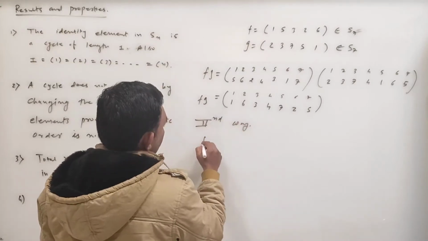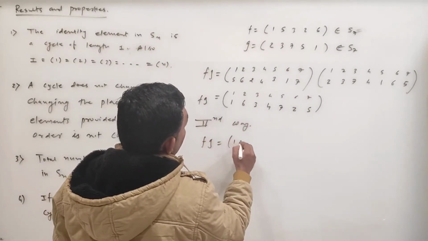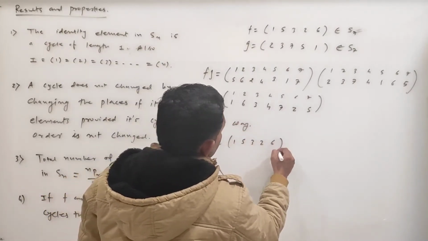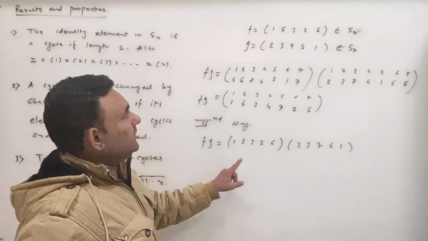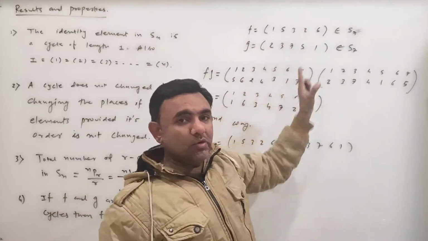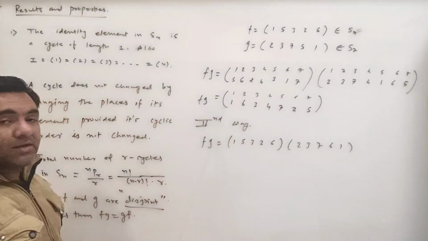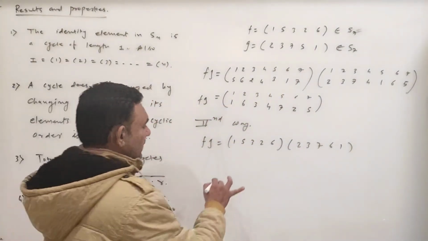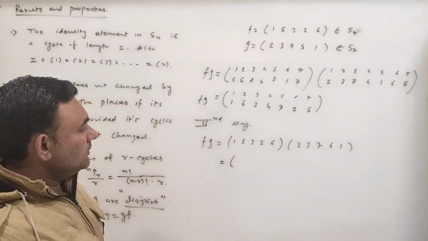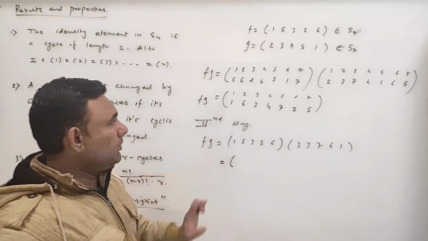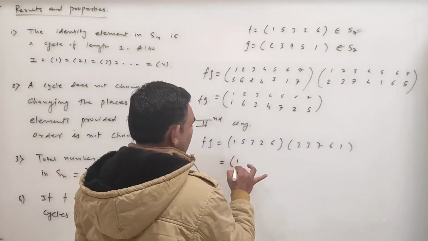Second way is this one. F into G is what? 1 5 3 2 6 and 2 3 7 6 1. So we start with F and G in this form only, in the cycle notation only, and you start with 1, 2, whatever you like. So let me start with 1.